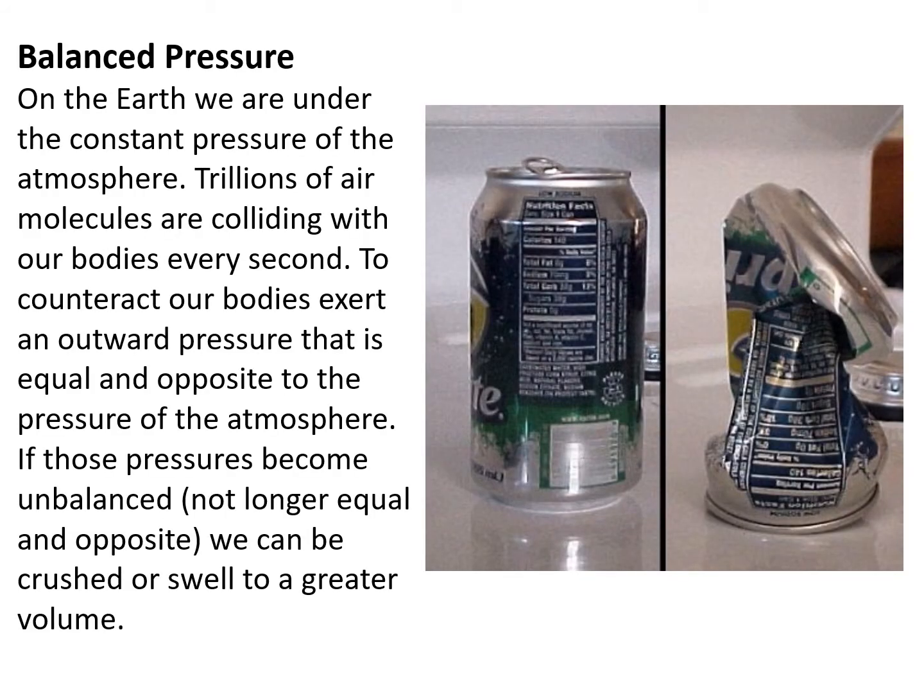Balanced pressure. On the Earth, we are under the constant pressure of the atmosphere. Trillions of air molecules are colliding with our bodies every second. To counteract, our bodies exert an outward pressure that is equal and opposite to the pressure of the atmosphere. If those pressures become unbalanced, i.e., no longer equal and opposite, we can be crushed or we can swell to a greater volume.